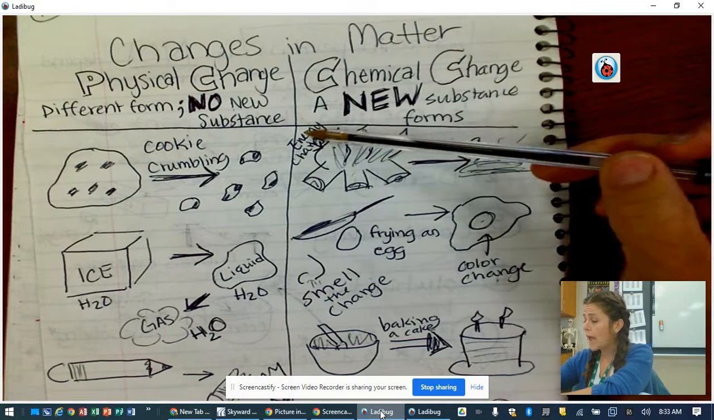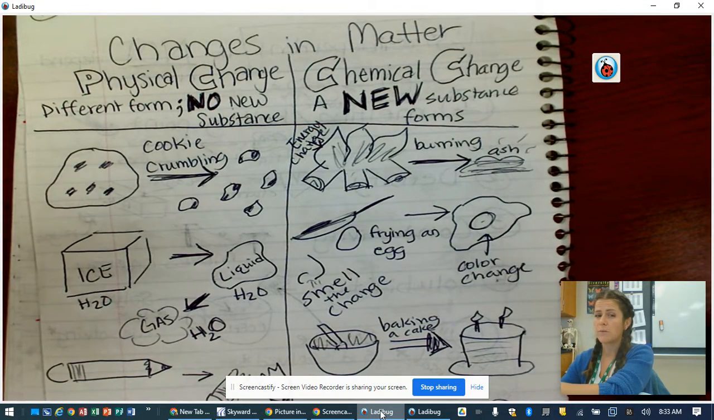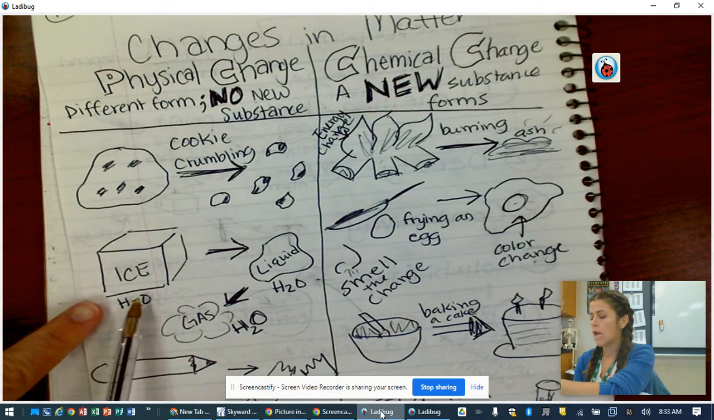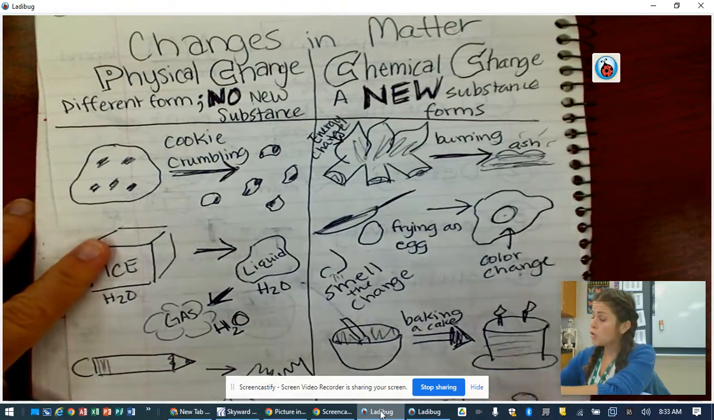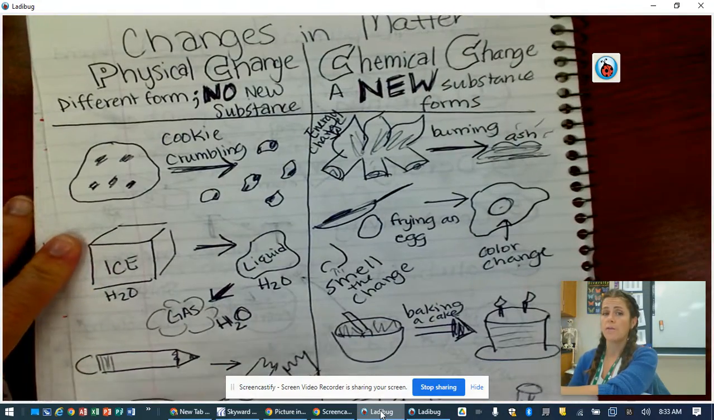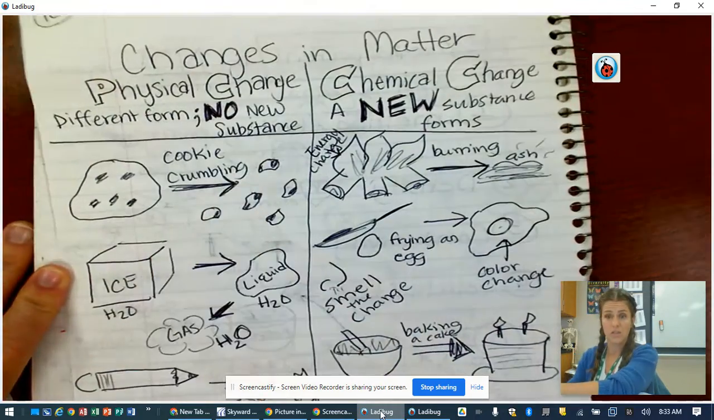So if you see fire, you smell something, you see a color change, sometimes bubbles. You just have to make sure that it's not bubbles because of boiling, going from a liquid to gas. If a new substance forms, you will have a chemical change. If you're just changing form, but not a new substance, you have a physical change.